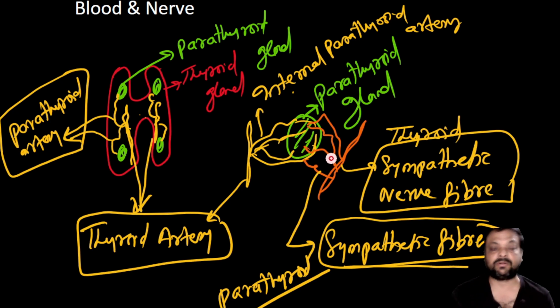So this is all about the supply of blood and attachment of nerves to the parathyroid gland. Okay, now let's discuss physiology and its function. Let's discuss the hormones synthesized by this particular gland.